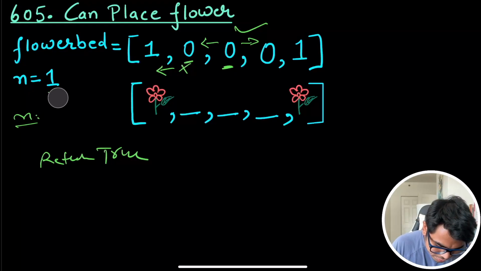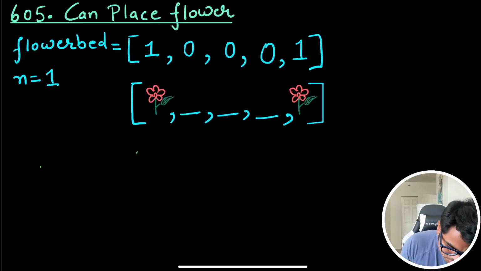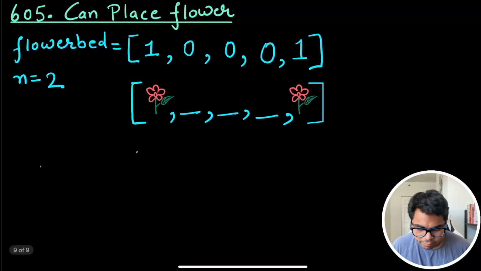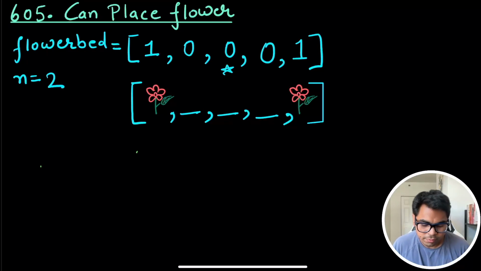And let's say in the same problem, n was given as 2. Can we do this? Well, actually no, we can only place one flower right here, and no other flower, right? So that is why this will be false.